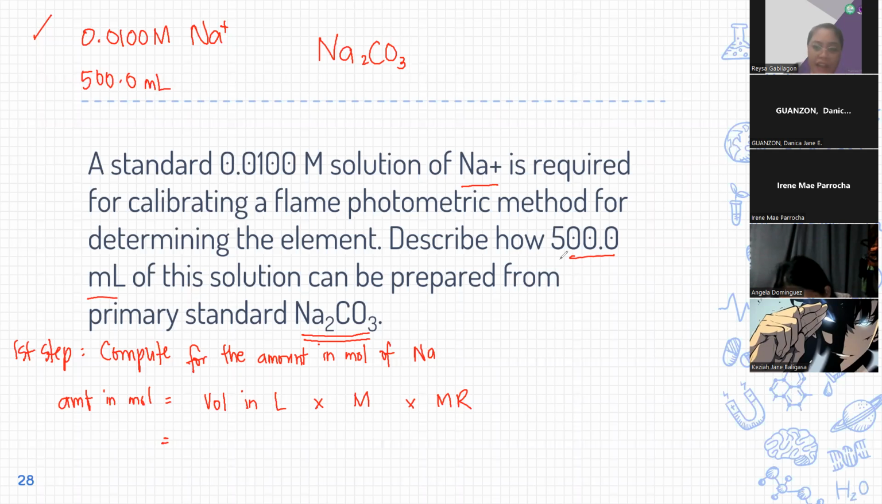First, we need to make a 500 ml solution. Oh, sorry. You have to convert this first. Take note, convert this first to liters. So, in one liter, class, we have 1,000 ml. Okay, this is 1,000 ml. Cancel the ml. This is 0.5 liters. So again, you have here 0.5 liters of what?